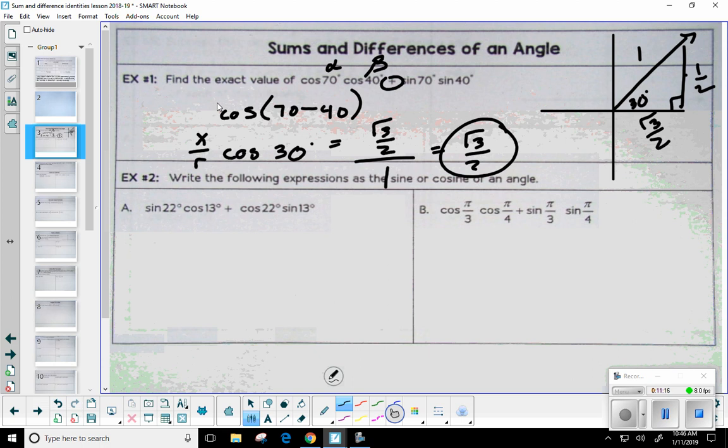Okay, so take about 30 seconds, if you haven't already done so. See if you could take these A and B expressions, pull them back down to a single trig function. Sine or cosine of what angle? That's what we're looking for. Okay. And remember, the order that those angles are given, we always like to keep those the same. So in this case, what's alpha? 22. The beta is going to be the 13. Okay, good.